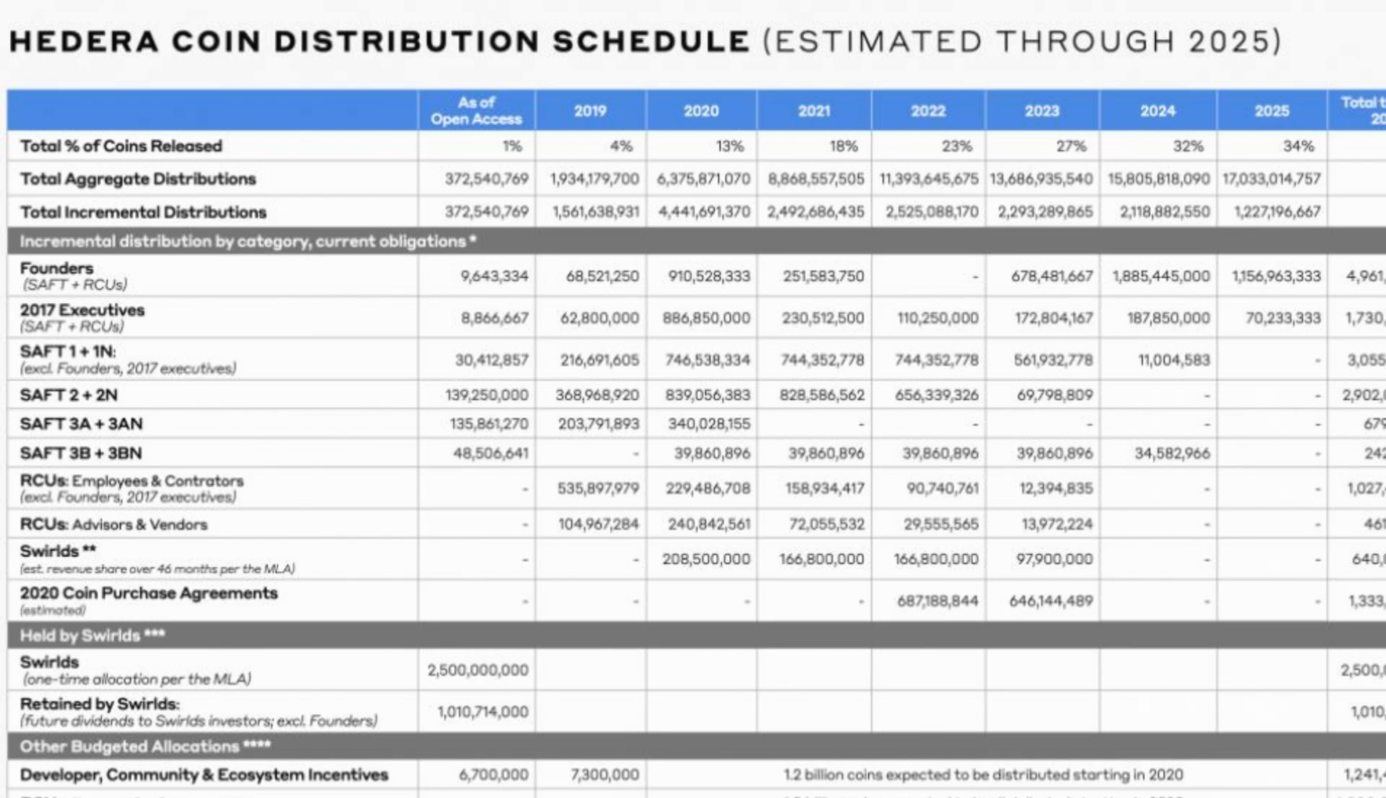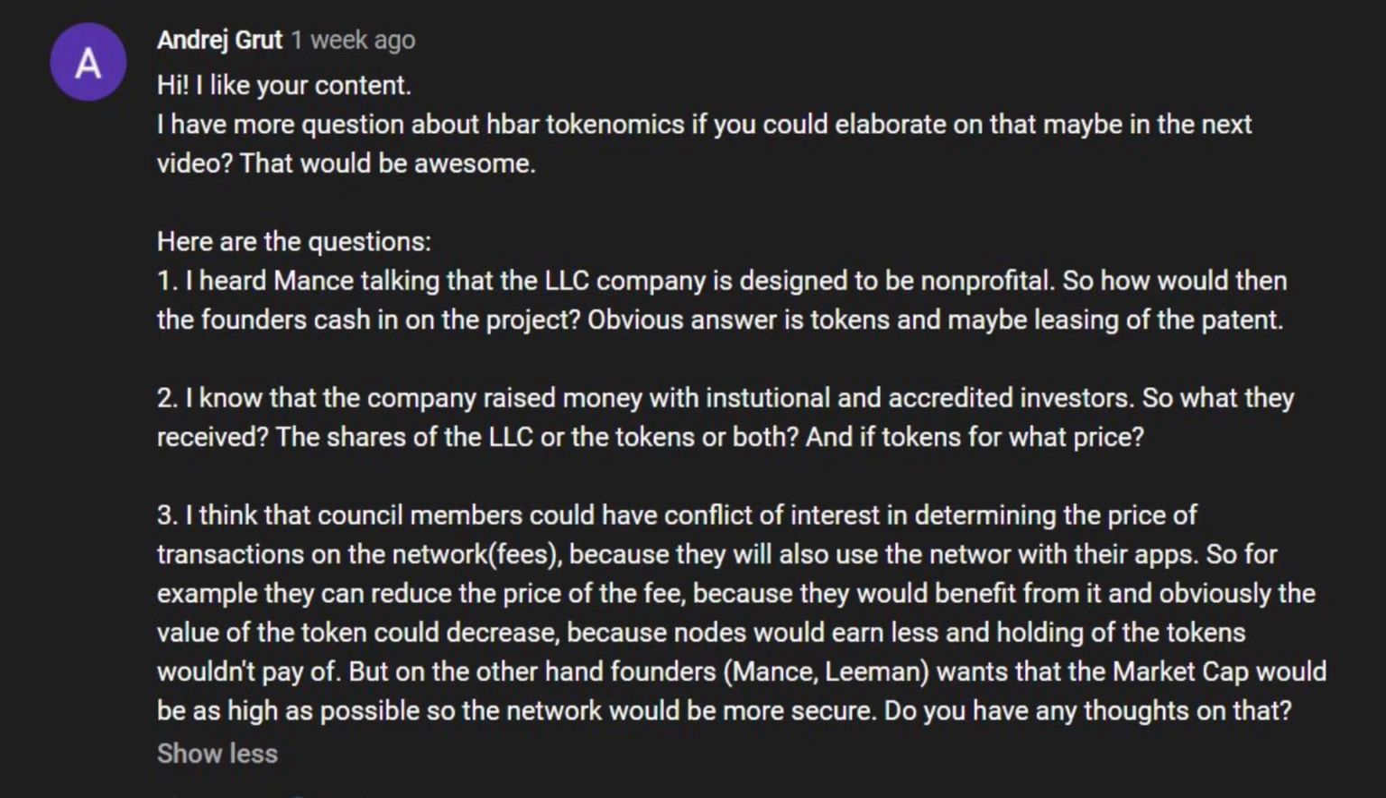To finish the video off, let me take the time to address these issues. A lot of concern about the token, so I've taken the time to address them. The first one is, I heard Mass talking that the LLC is designed to be non-profitable. So how would the founders cash in on the project? The obvious answer is tokens and maybe leasing of the patent. Now the answer is not leasing of the patent. Hedera is going to be the only public network built on the Hashgraph algorithm. And the way that the team is going to cash out is that the team got part of the tokens, just like every founder of every network has in the past and will in the future. So they got about 4 to 5% of the tokens. Right now, a lot of the Hbars that haven't come yet are in treasury.